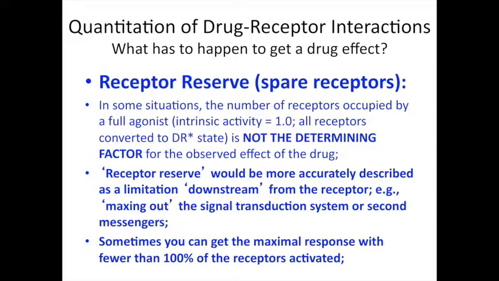But the point is, they're called spare receptors. They're not different, though. They're not less than normal receptors. They're not the ones that you wait till the very end kind of thing. They're just out there. It really would be better described as a limitation at some point after the receptor.